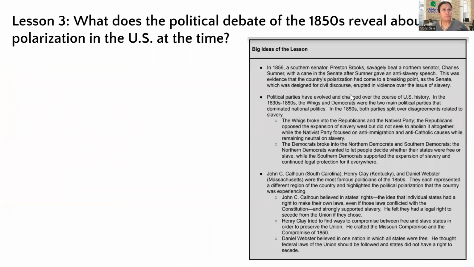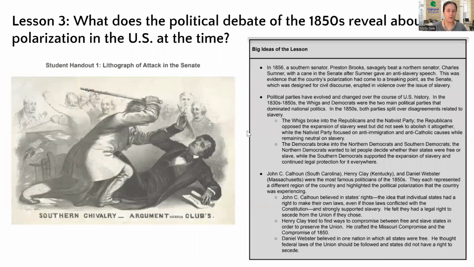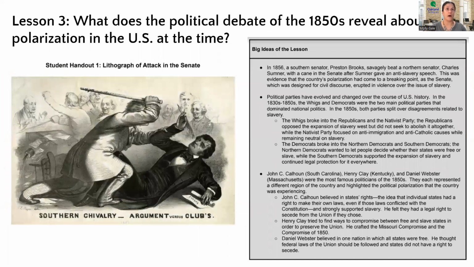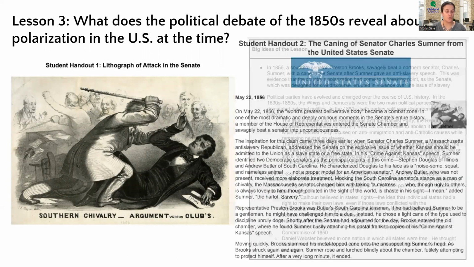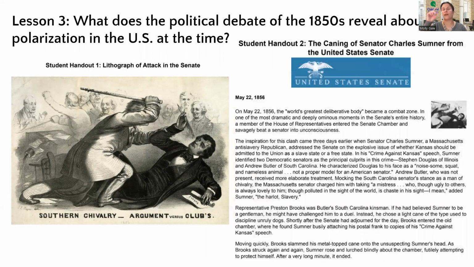In lesson 3, the question is, what does the political debate of the 1850s reveal about polarization in the US at the time? So they really, in this lesson, look at the political conversations happening in the 1850s and what that tells us about polarization. The students start with a visual thinking strategy of, as you can see, this lithograph of the caning in the Senate. They also do a read aloud, from the United States Senate's website, of this event. There's a read aloud provided as well within the MC3.